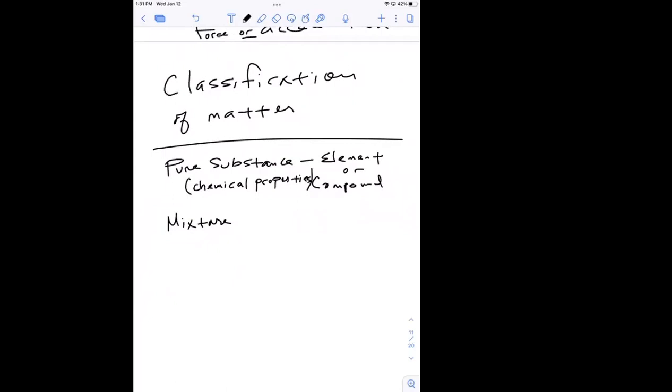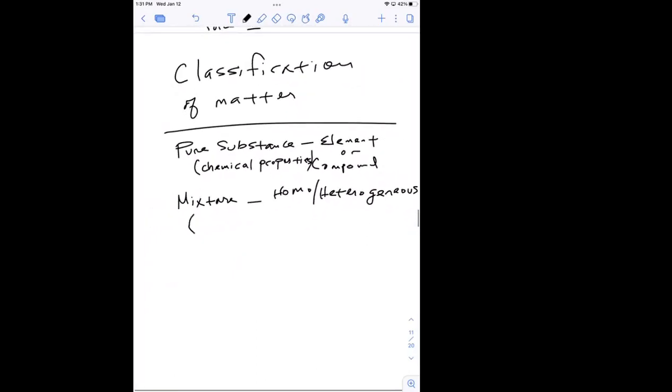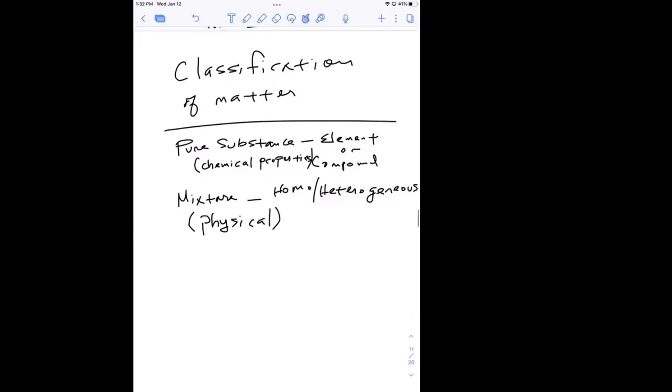Mixtures, however, are either homogeneous or heterogeneous. So that's different. Here, you're talking about something physical. You physically take two things and put them together, and you can physically separate them. So you can physically add them together, or you can physically separate them. And I'm going to talk about some examples of that in a minute.